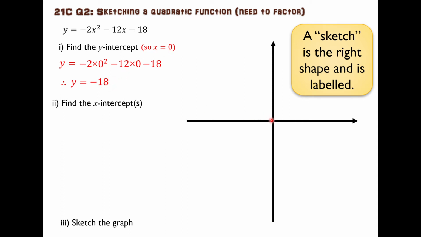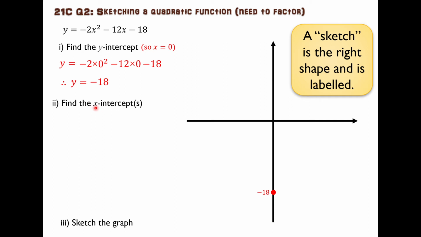Or 0, negative 18, I don't know, somewhere around here, is a point on this parabola, on this function, on this quadratic function. So we can plot the point there. Let's label it as negative 18. It says here to sketch the quadratic function. When I say sketch, I mean it's the right shape and is fully labeled, especially the axis intercepts are labeled. Okay, so I've got that there. Now let's find the x-intercepts to get a feel for what this quadratic looks like.